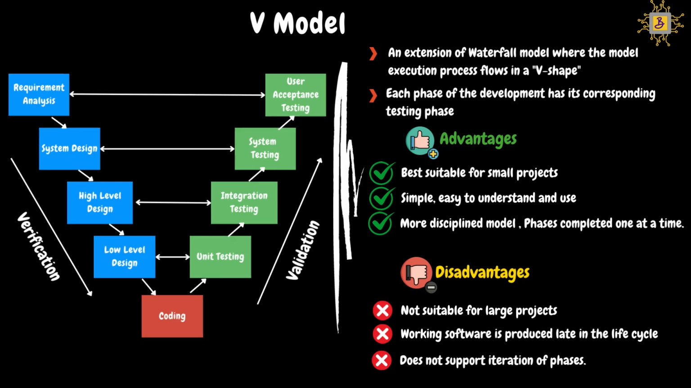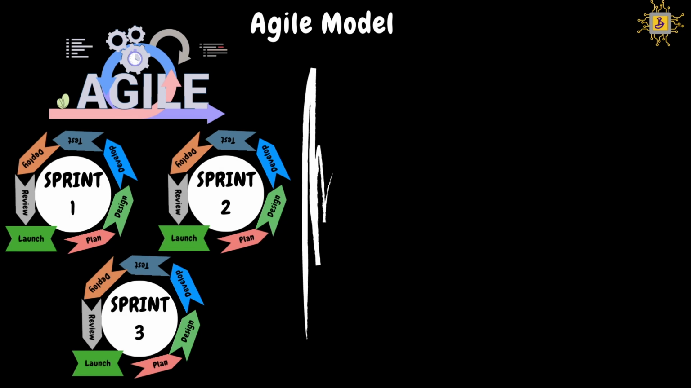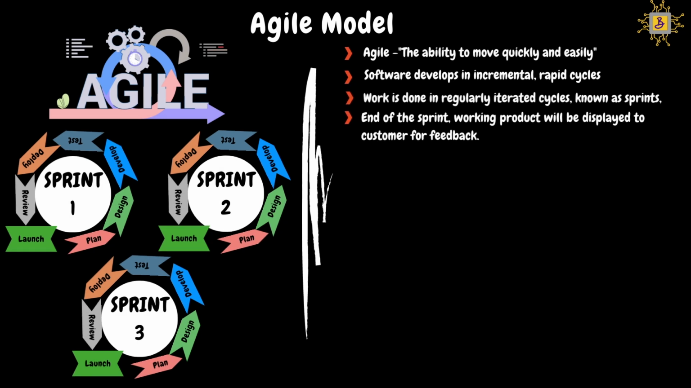Now let's look at our final model, which is the agile model. Agile is a combination of spiral and iterative model. In general, agile means the ability to move quickly and easily. In agile, the software product will be broken into different builds. Unlike the waterfall model, the software will not be developed in one go. Each build increments in terms of features. The next build will be built on top of previous features.